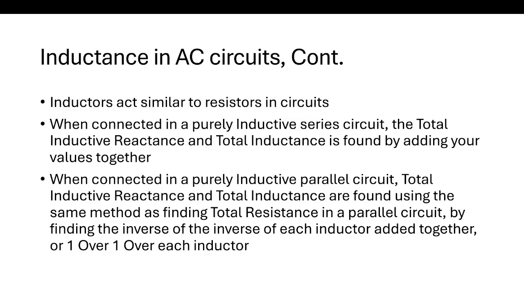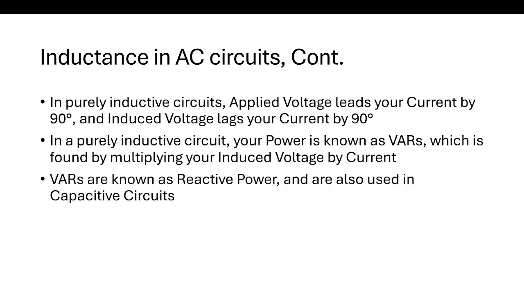Inductors act similar to resistors in circuits. When connected in a purely inductive series circuit, the total inductive reactance and total inductance is found by adding your values together, if you have multiple inductors in a circuit. When connected in a purely inductive parallel circuit, you find it by using the whole inverse over inverse thing that we use for calculating most resistances in parallel.